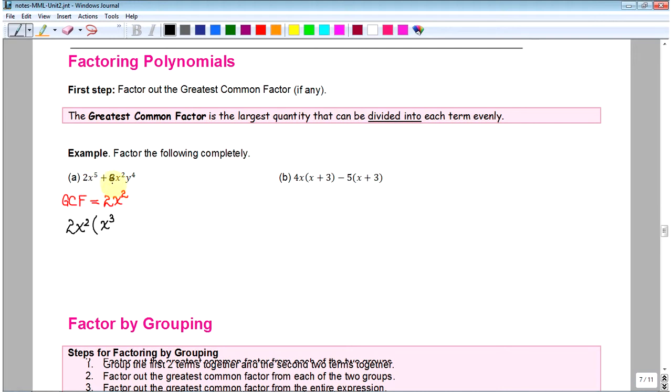Okay, next, if I factored out a 2, that means that I'm left with a 4. I factored out x squared, so I don't have x squared anymore, but I still have a y to the 4th. We haven't done anything with that. And this would be my factored expression.